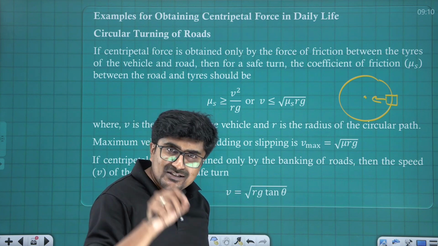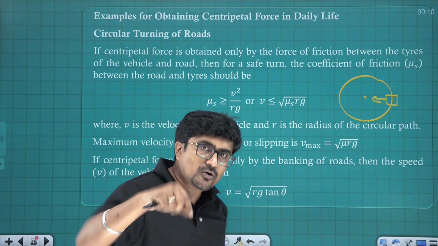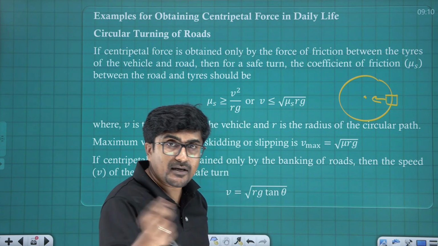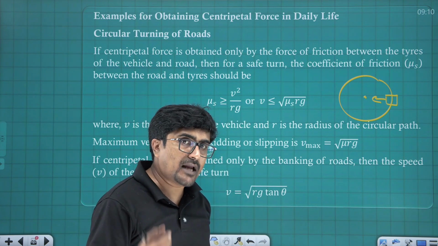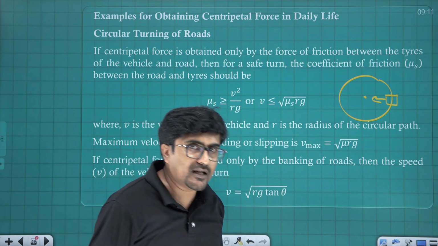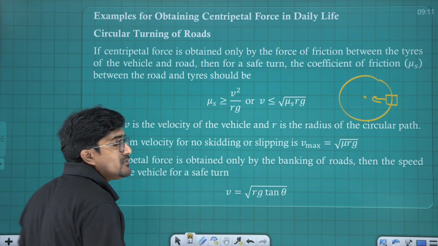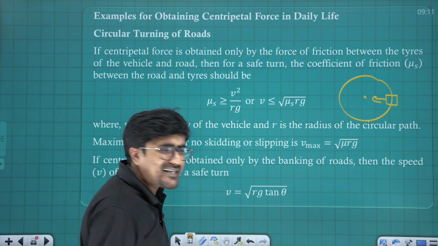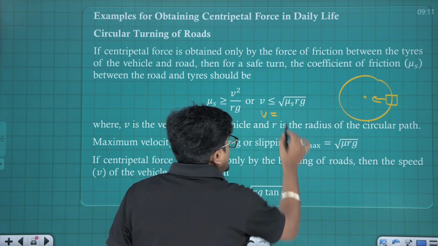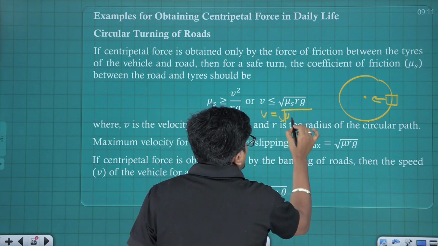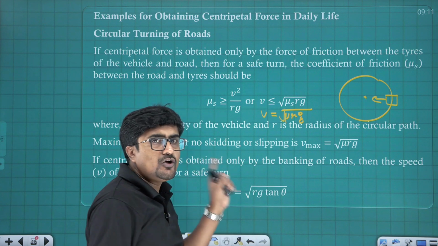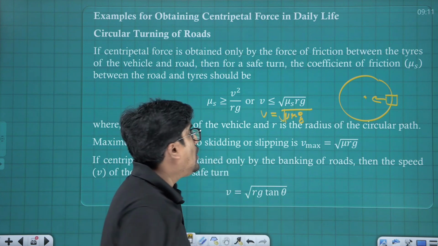So if force has a limitation, speed also will have a limitation, because this centripetal force is offered by friction, and if the speed increases, friction also will increase, and friction force can't increase beyond a limit. So I can have the maximum speed. Maximum speed v is equal to root of mu r g. That means for a safe turn, v needs to be less than or equal to the square root of mu r g.